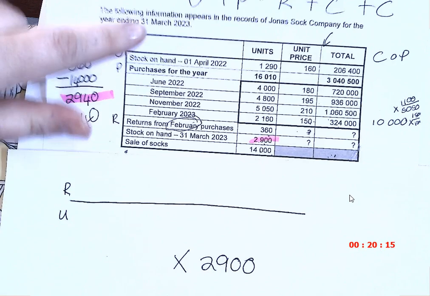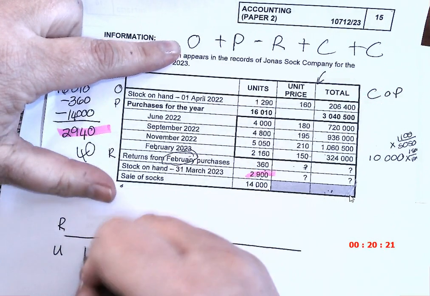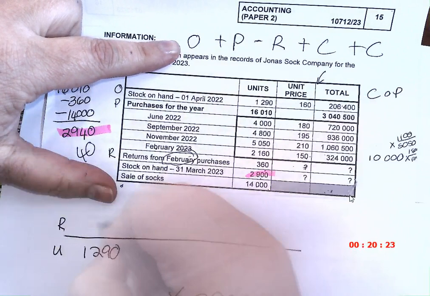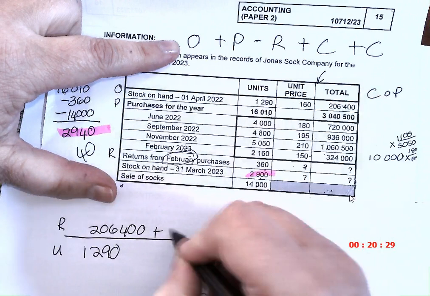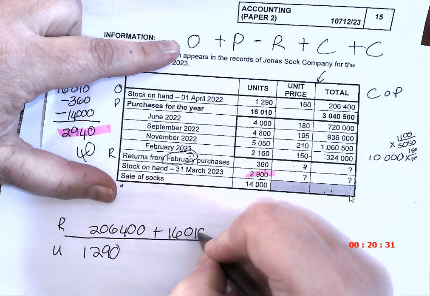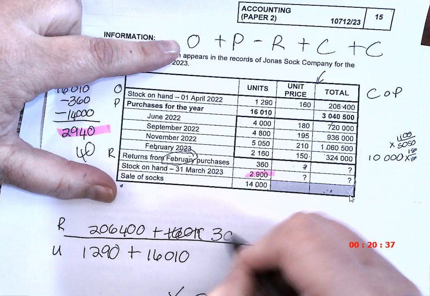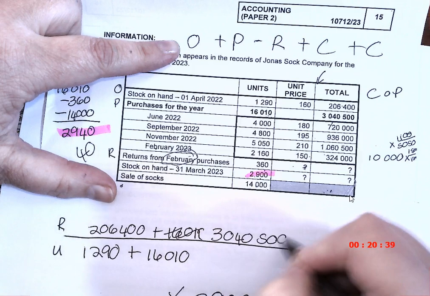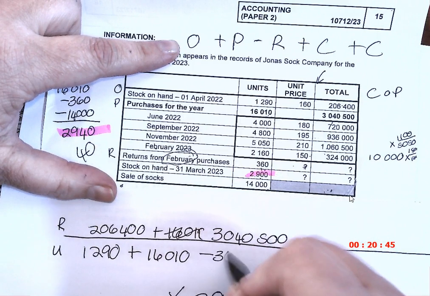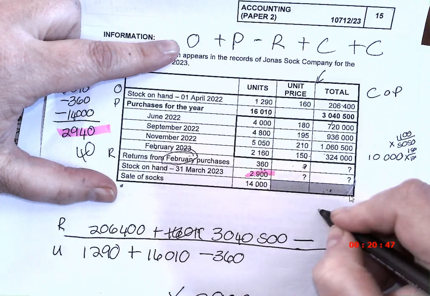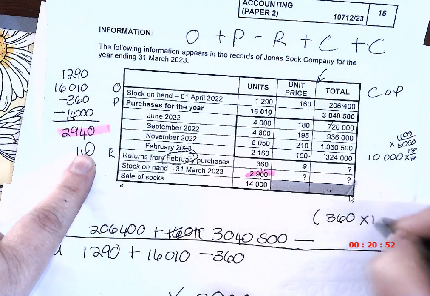So what are we going to do? It's still going to be opening. So what's the opening? The units is 1290. The total is 206. Purchases is 1610. The units is 1610. The total is 3040500. The returns is 360. And they tell me the returns, how much was it? It was at 150. So that gives me what?